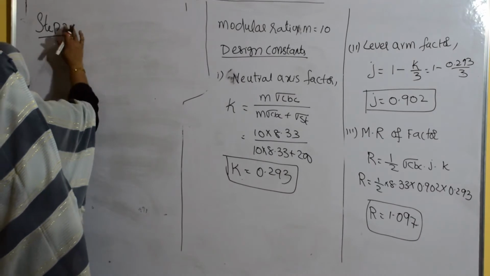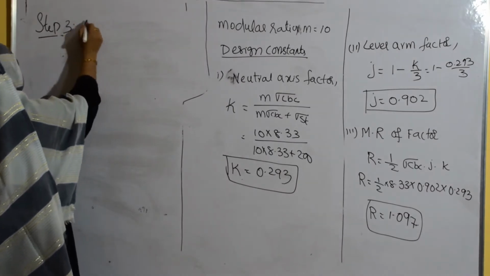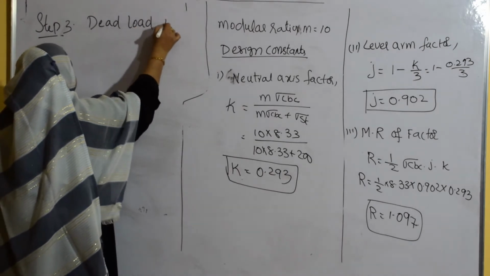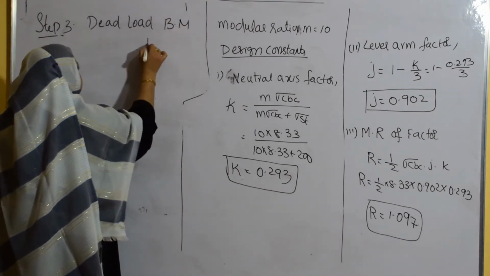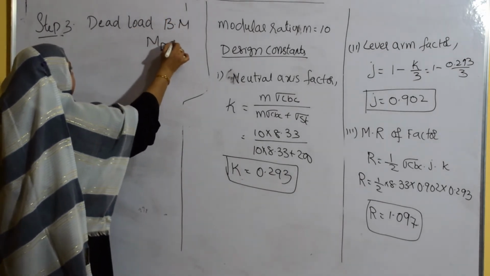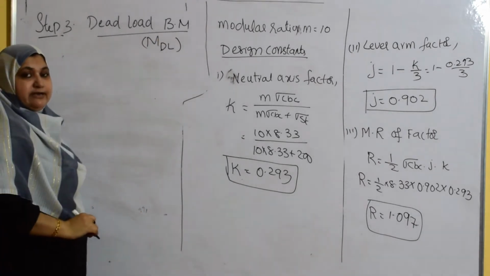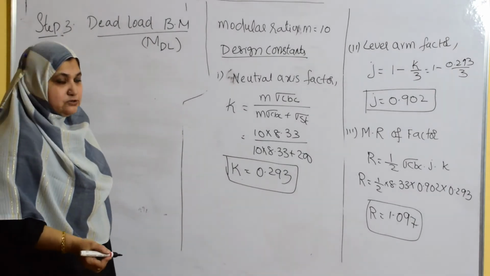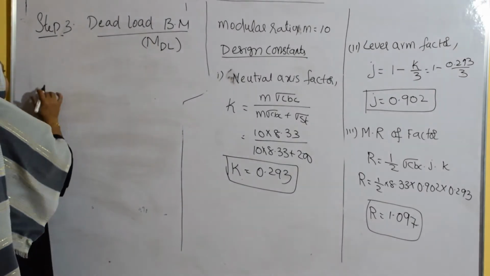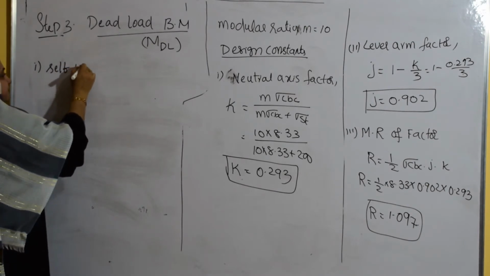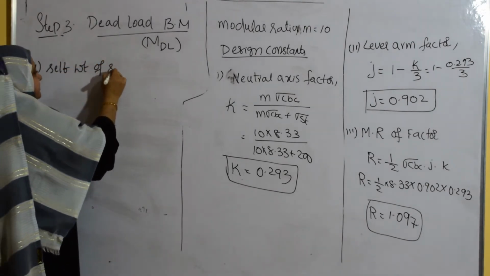Fine. So step 3, dead load bending moment. I am representing it by MDL. So for this we need to find out first the dead loads. What are the dead loads acting? The first is self weight of the bridge slab.